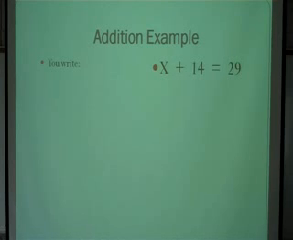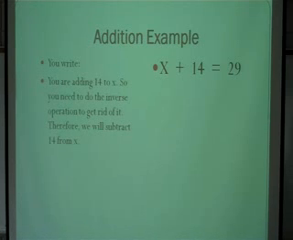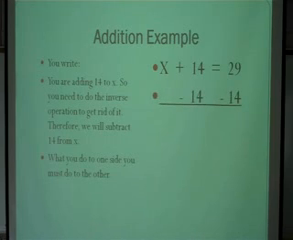You write x plus 14 equals 29. Notice what's being done to the x is we're adding 14. That's what we want to get rid of. You're adding 14 to x, so you have to do the inverse operation to get rid of it. Therefore, we subtract 14 from x. What you do to one side, you must do to the other. And it looks like this.